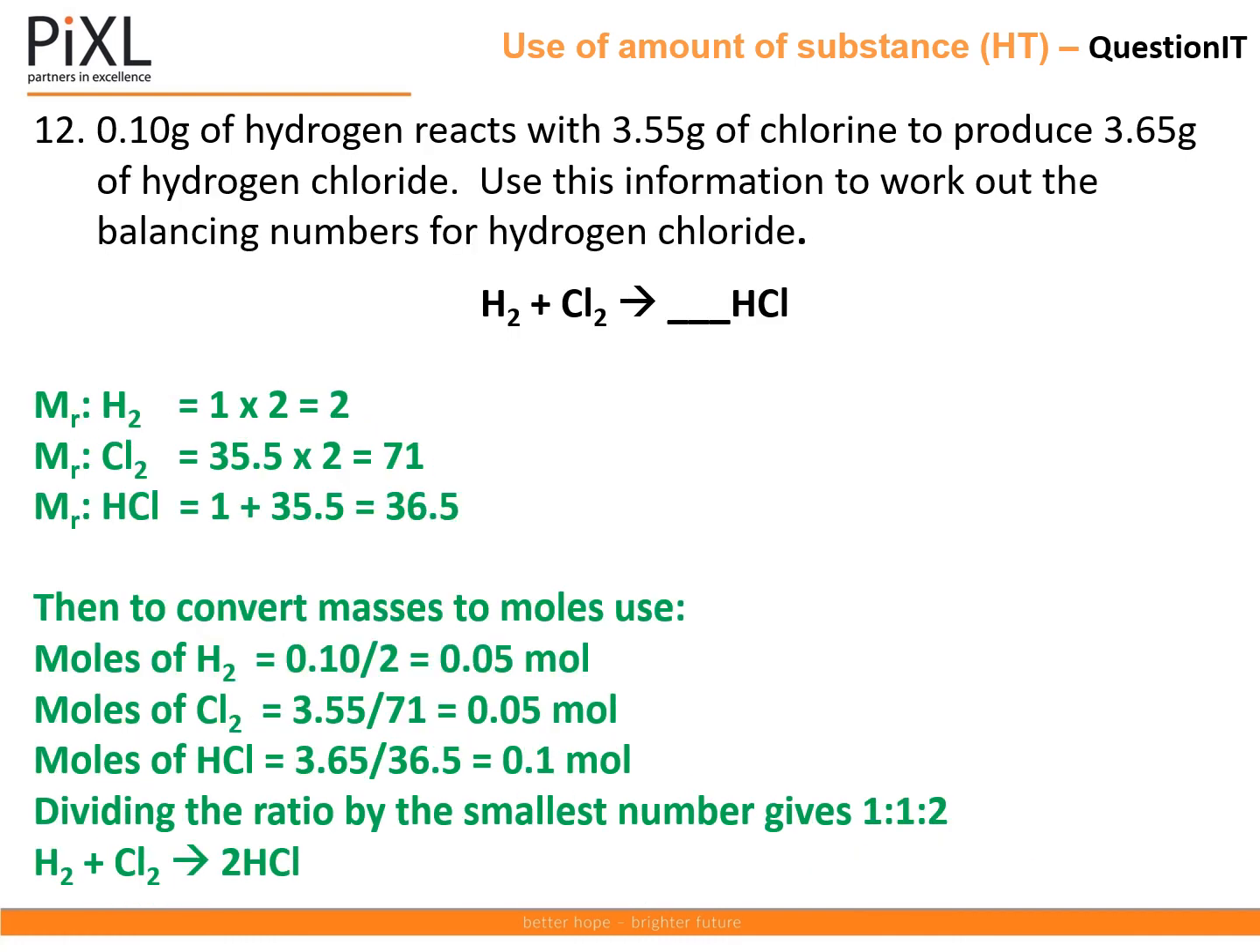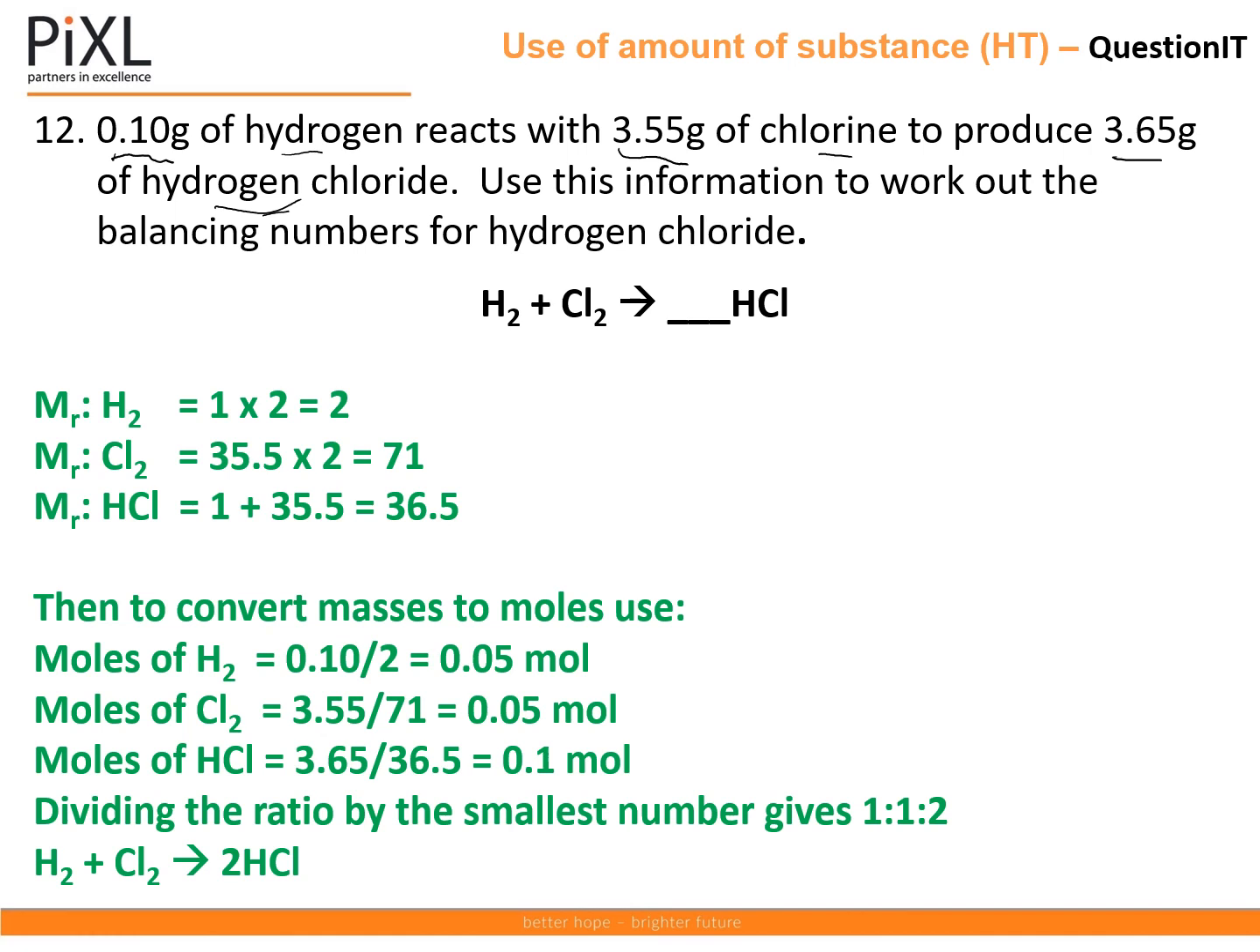Question 12. Like I said, it was slightly complicated now. We are working backwards this time. So what we've been given, we got 0.10 grams of hydrogen, 3.55 grams of chlorine, and then we know the total of that. So hydrogen's 1, I've got 2 lots of it. Chlorine's 35.5 is Cl2, as it tells you in the equation, so I'm going to times by 2. And HCl is 1 hydrogen amongst the chlorine, gives you 36.5.